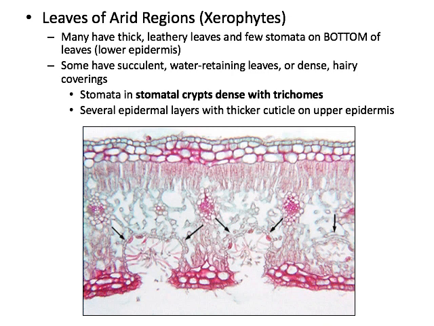Some of these leaves are succulent, meaning they store water, and others are dense and hairy, because these dense, hairy coverings actually help reflect away a lot of that sunlight. To further protect the stomata, they often store these on the roof of a stomatal crypt, which is found on the underside of the leaf and is packed dense with hairs called trichomes. In addition, we often find several layers of epidermis on the upper epidermis because by having multiple layers with a thick cuticle, it helps prevent water loss.